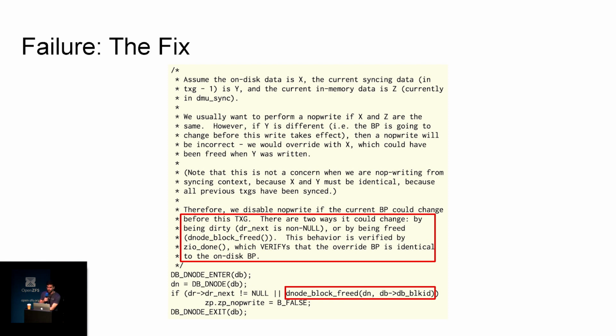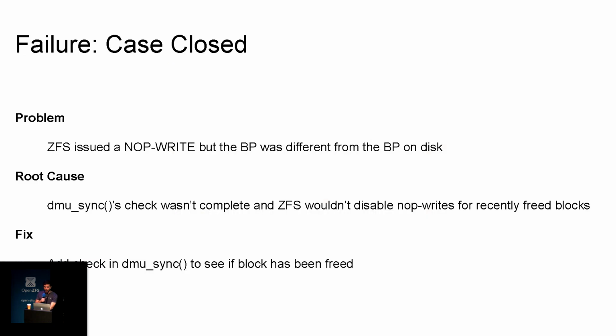So the actual fix would be something like this. And this is what ended up happening. Matt and George reproduced this in-house, and they came up with this fix. They basically added this extra case here in the if statement, and they restructured the comment to be explicit and say, hey, this could have been checked by being dirty, the first condition, or by being freed, then the second condition. So case closed. The problem was that we were issuing a NOP-WRITE, but the block pointer underneath us has actually changed. The root cause was that DMU sync wasn't doing good enough a job of considering if it should disable NOP-WRITEs or not. And the fix was adding the extra check.